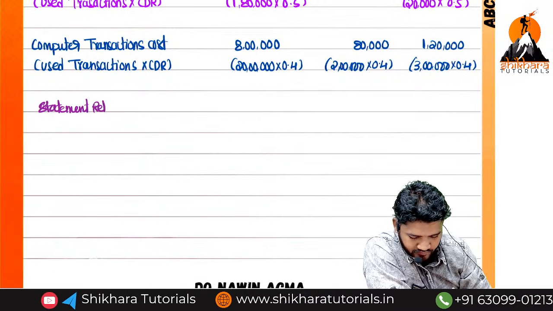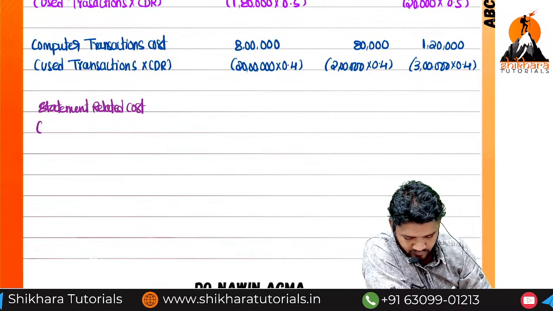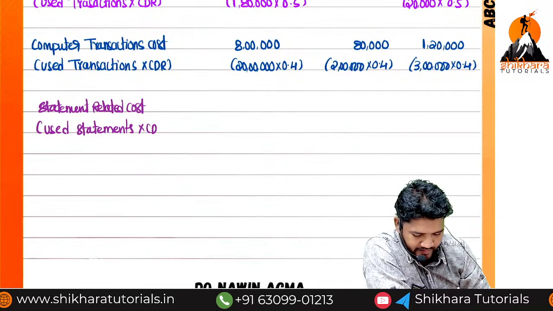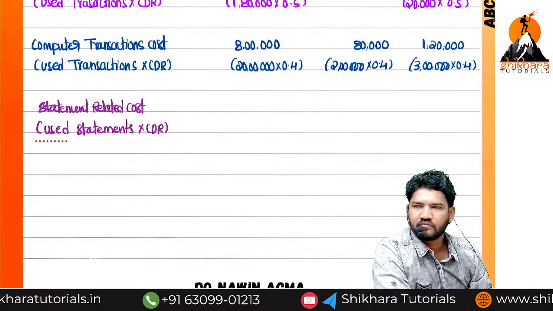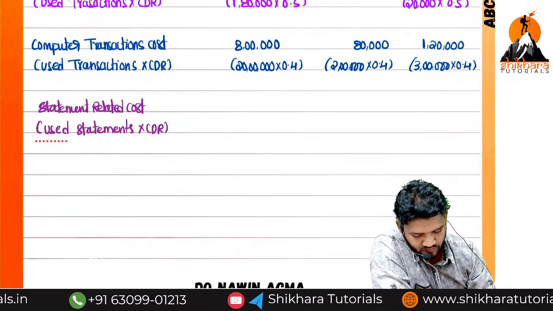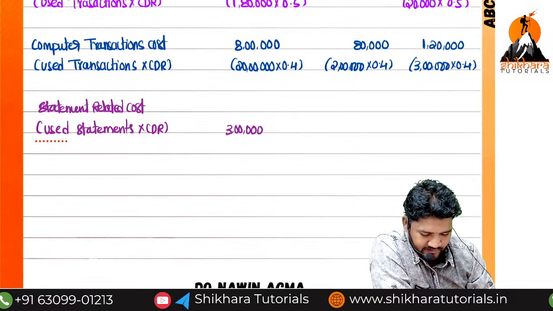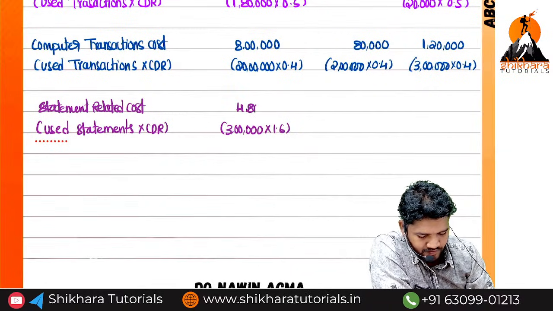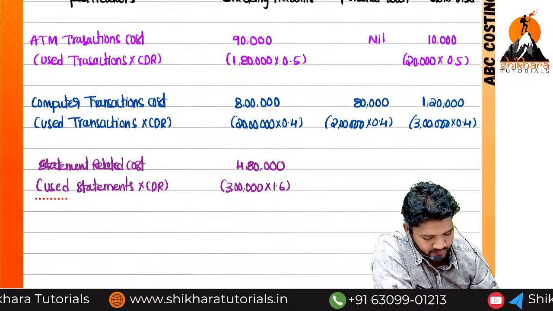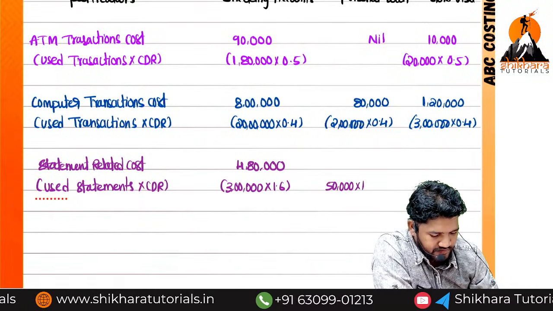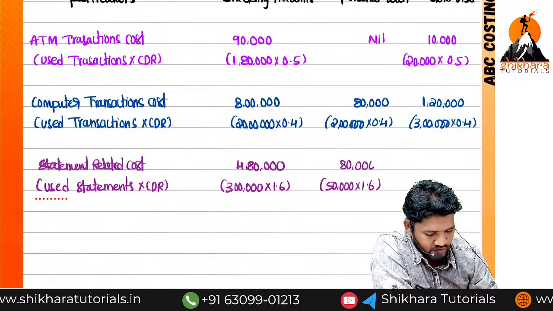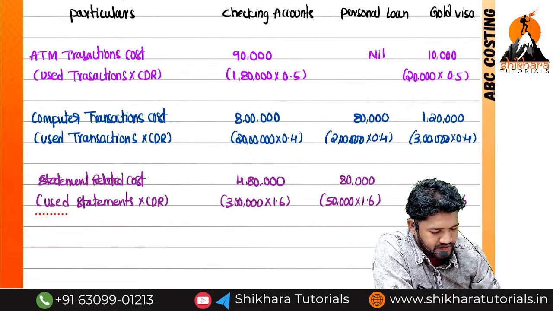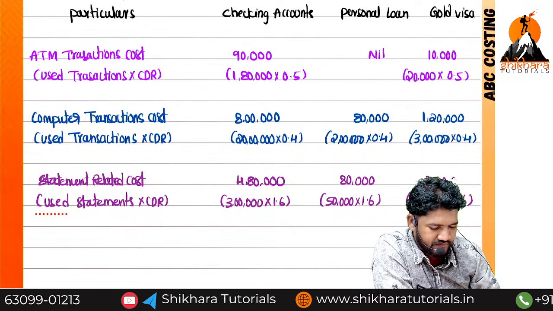Statement related cost. Used statements into cost driver rate. Three lakhs into 1.6, cost: 4 lakh 80,000. What about this personal loan? 50,000 into 1.6, 80,000. What about this gold visa? 1,50,000 into 1.6, 2,40,000. That's it.